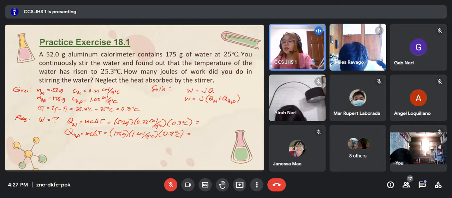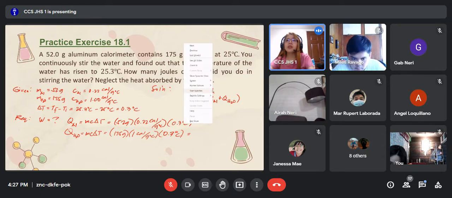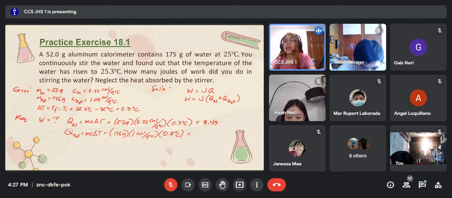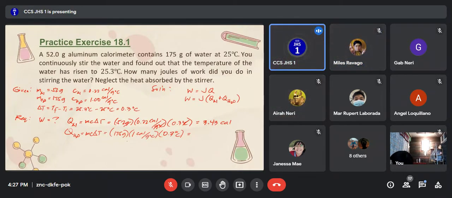Use your mic, please, so I don't have to exit. Multiply 52, 0.22, and 0.3. What's your answer? 3.432 cal. Up to 2 decimal places only. So, 3.43 calories. You can cancel out grams and degrees Celsius, so the remaining unit is calorie. So, 3.43 cal. What about for water?